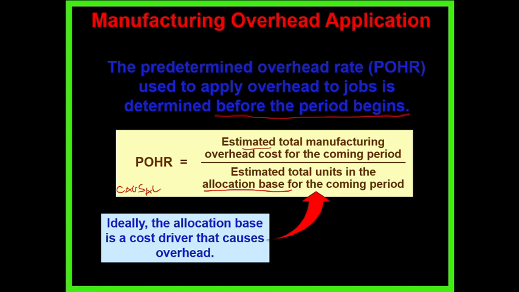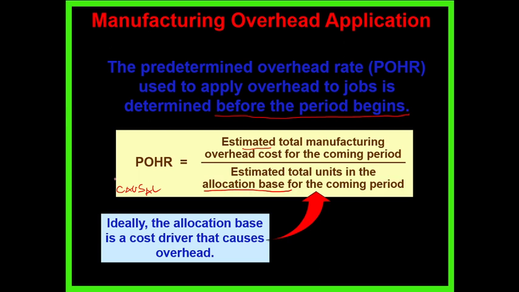Pag minsan nga lang, since your factory overhead costs are so diversified, sometimes one allocation base is not enough. Which is the reason why companies will have more than one predetermined overhead rate. Anyway, as of this point, based on GAAP, there should only be one plant-wide predetermined overhead rate. Ayan. Sabi niya, ideally, the allocation base is a cost driver that causes the overhead.